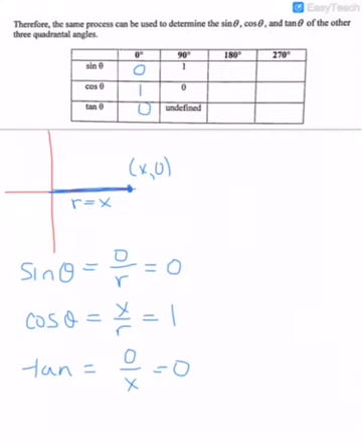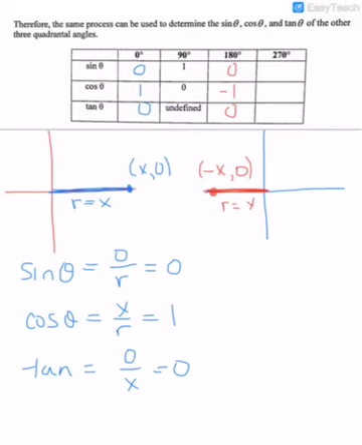Again, you can apply this to the other values. 180 is almost the same as 0, except it's over in the negative x direction. So at 180 degrees, our x value would be negative, so I'm going to put a negative x with a y value of 0. Here, again, the r value is the same as your x. So the sine would still be 0, the cos would now be negative 1 because it's in the negative direction, and tan would still be 0.